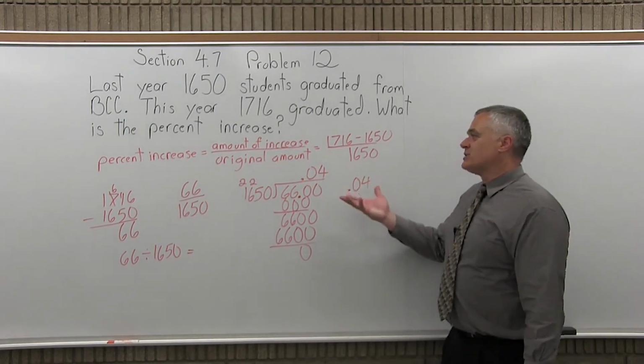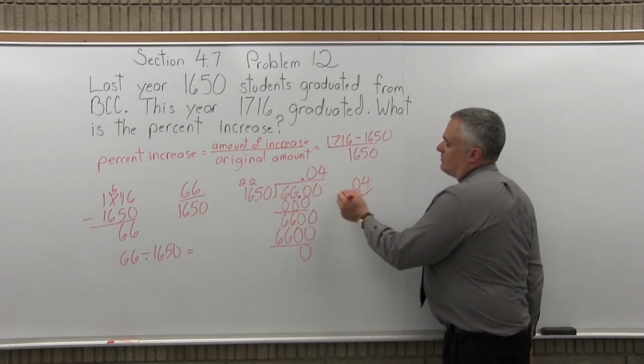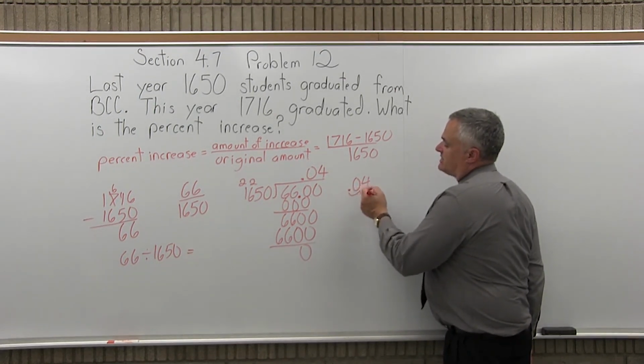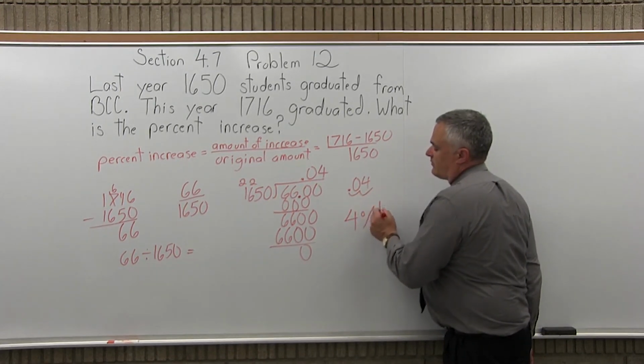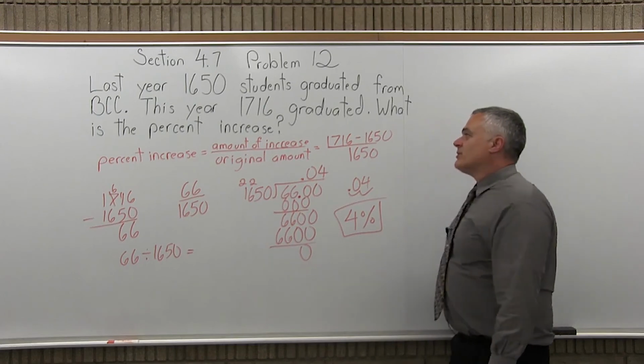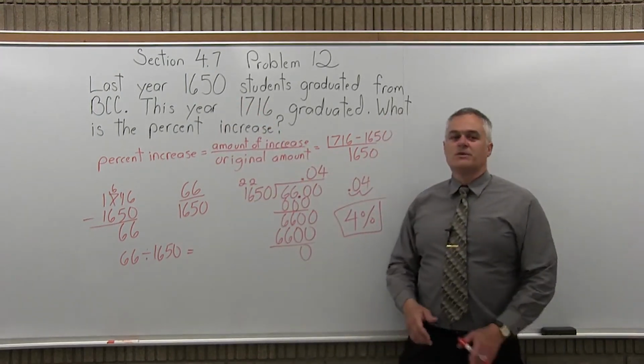Now, it asks what's the percent increase, so we want that as a percent. So to make a decimal into a percent, you move the decimal to the right 2 positions and make it a percent. So 0.04 as a percent is 4%. So the number of graduates going from 1650 up to 1716 represents a 4% increase.